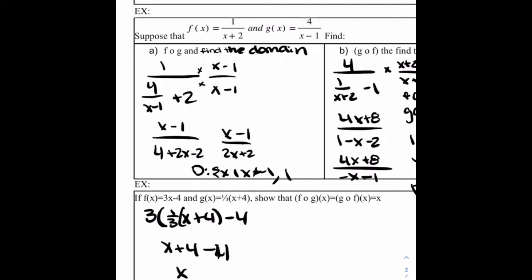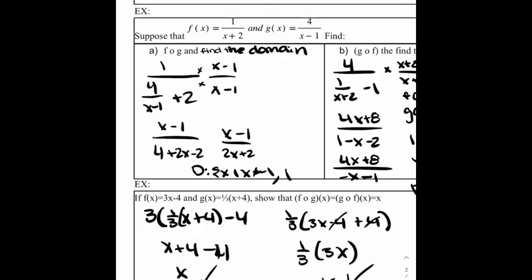Now that gave me x, which is good. Now let's see if g of f of x works. So I'm going to plug in 3x minus 4 into the x value in the g function. So 3x minus 4 plus 4. I can cancel those, and I get 1/3 times 3x, which equals x. So check, check. And this gives us a little preview for our next unit, that if this happens, then that means the functions are actually inverses of each other.